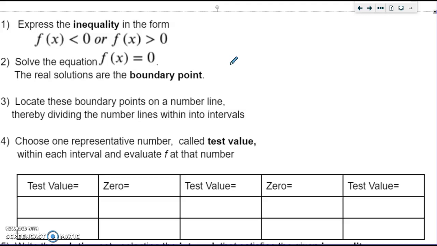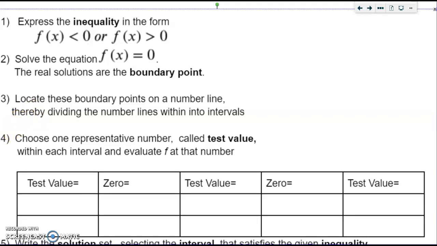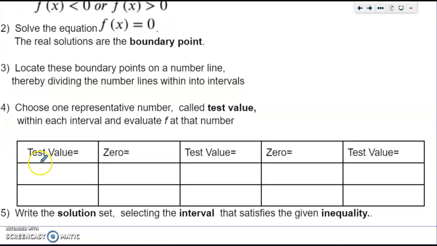We're going to make a number line that identifies what those zeros are. Then we're going to use those zeros to help identify what values make this inequality true. Those values that we're going to use are considered test values. And then we're going to write down what the values are in interval notation. So let's walk through one example.